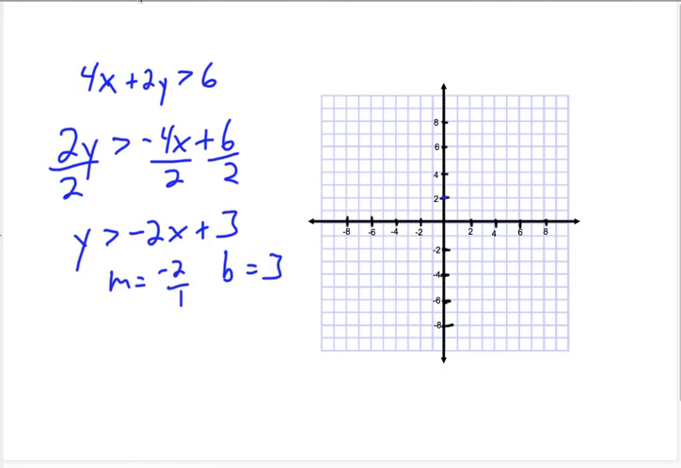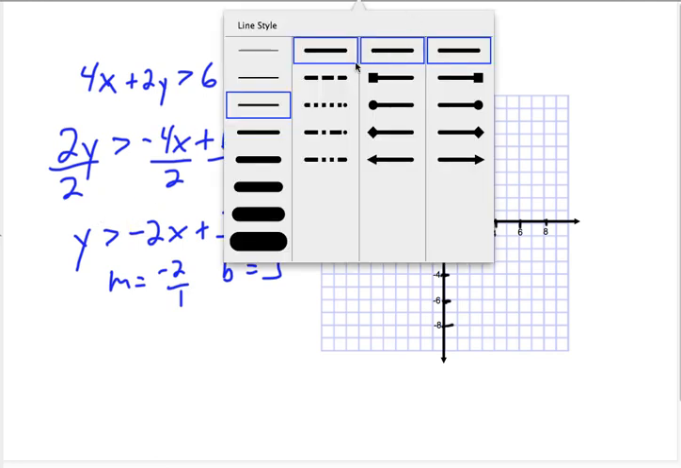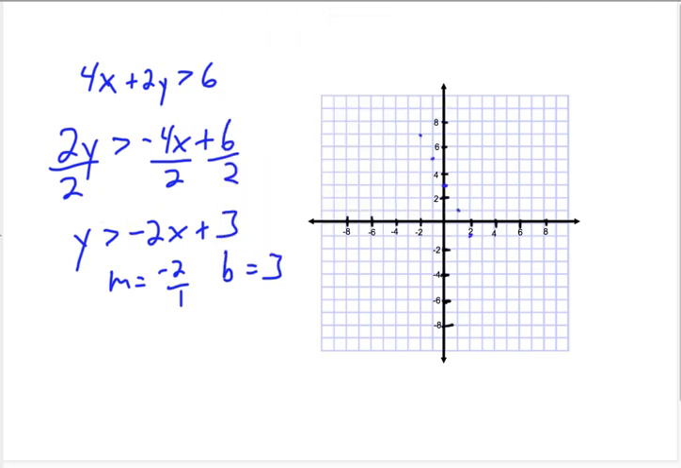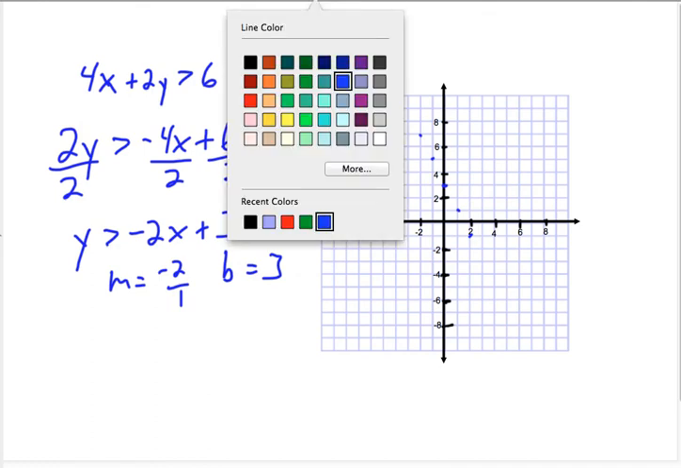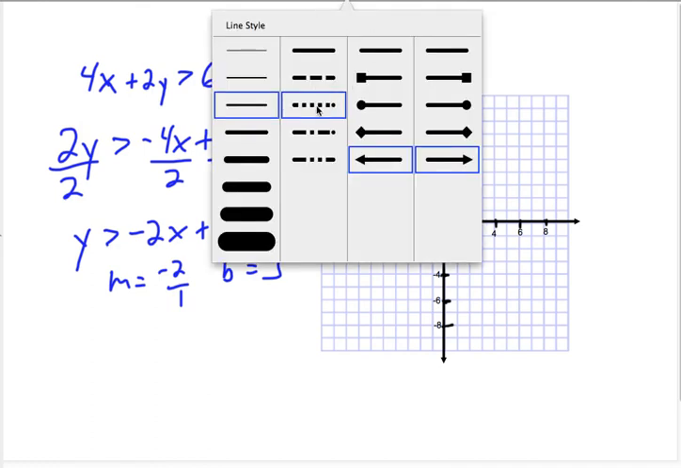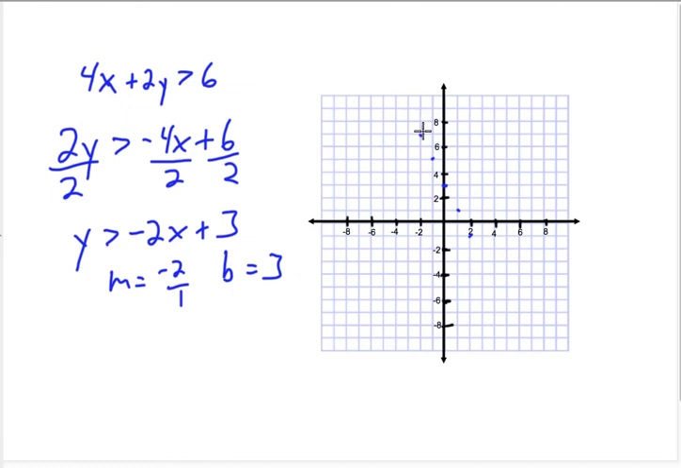So we're going to, whoops, that's a 2. Okay, here's 3, and then we could go down 2 right 1 or up 2 left 1. Oops, that's not 2, that's 3. 1, 2, there we go. That looks good. Now it's going to be a dotted line. Oops, I keep doing that. Blue, dotted. Alright.